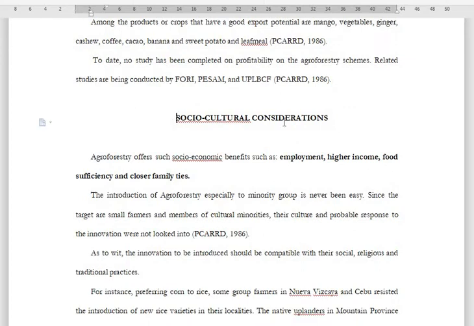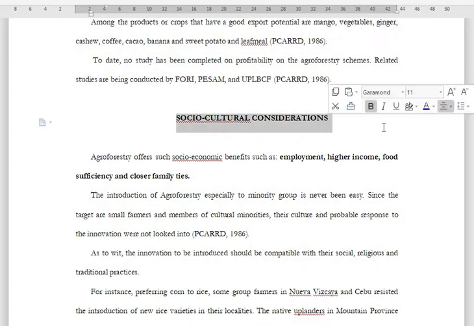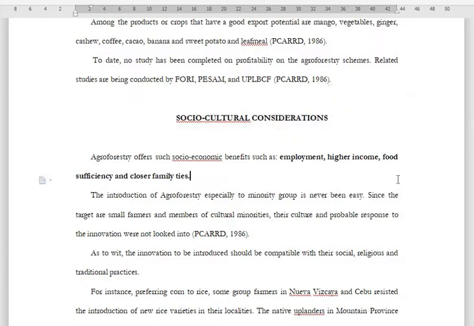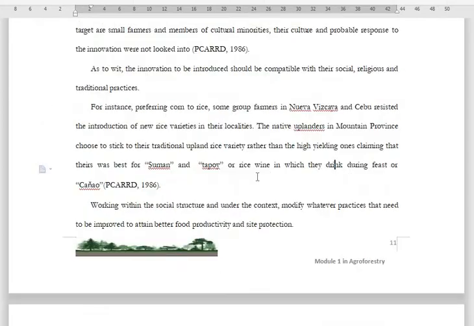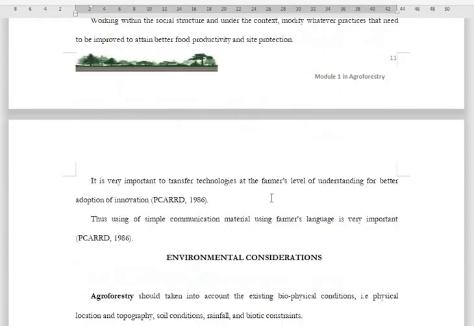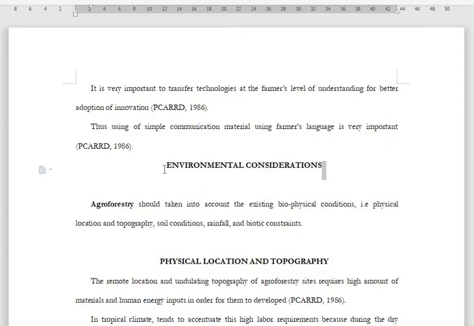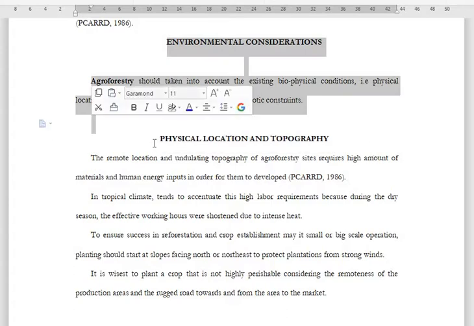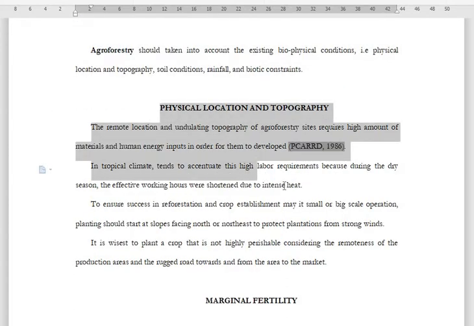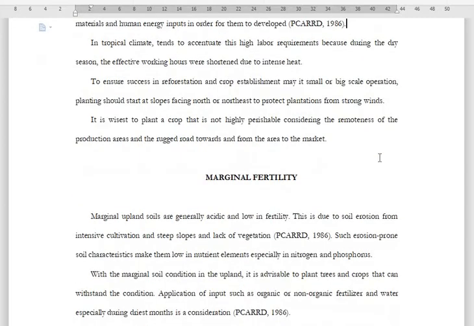Then here, the sociocultural considerations are being tackled. Alright, so what are its benefits? It is highlighted, then it was being explained. Alright, so environmental considerations. What are the environmental considerations that we must take note of for us to have successful agroforestry? Then, physical location and topography. Why is this important also in our agroforestry for it to become successful?